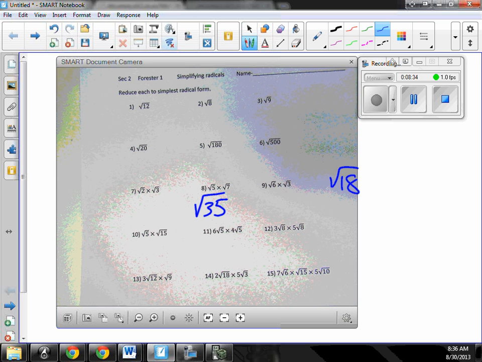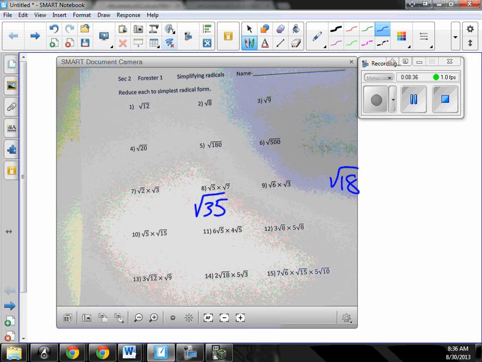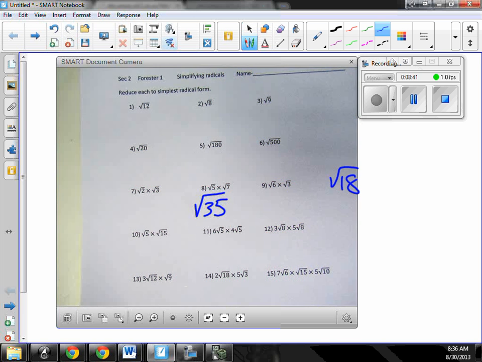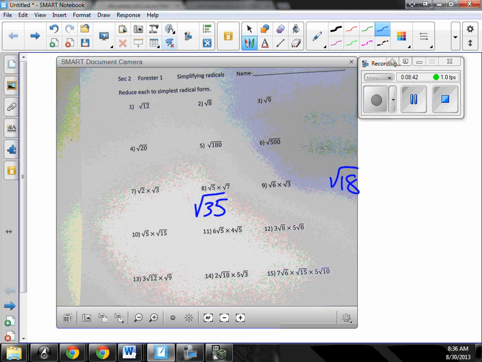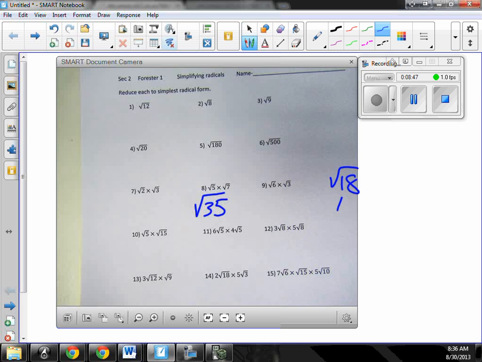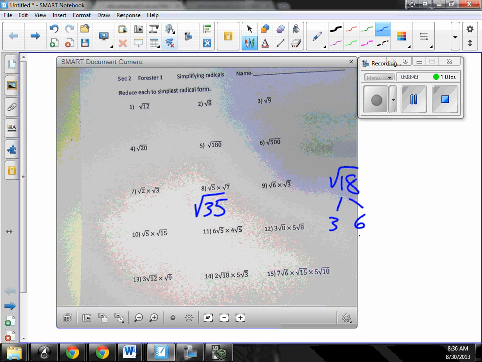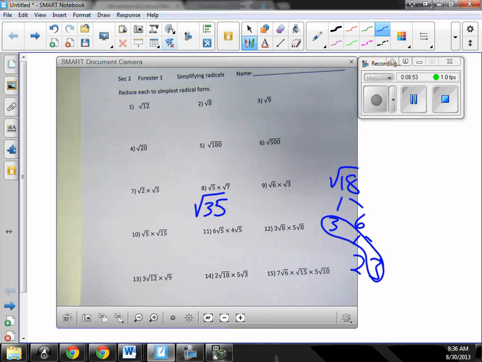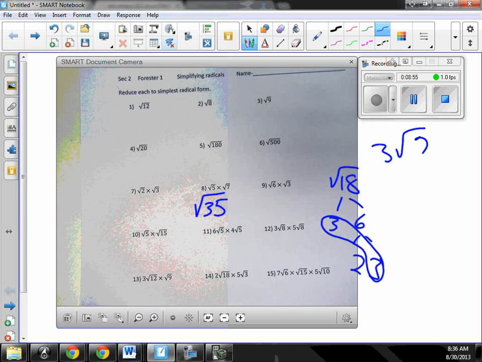Oh, okay. What can I pull out of this? What perfect square is inside 18? 9. So I could factor this and get 3 and 6, 2 and 3, and I share some 3's, so it would be 3 root 2.